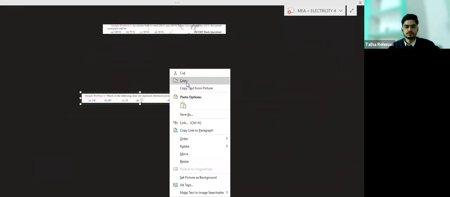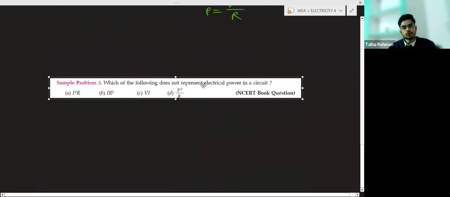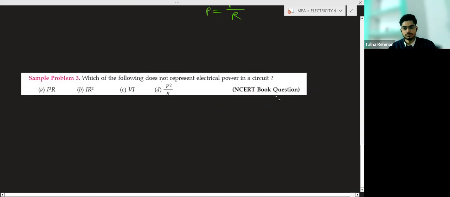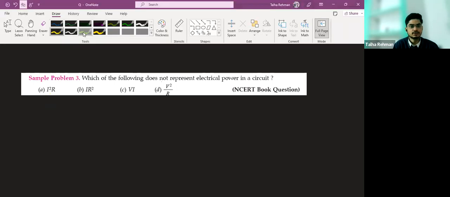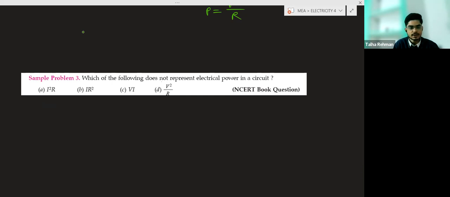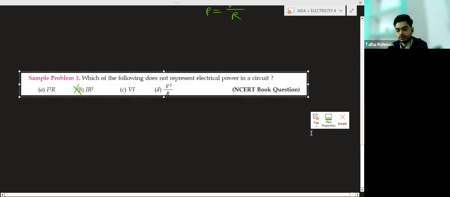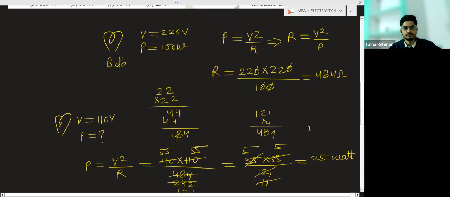Now next question, very easy. Now you have to solve this question. Which of the following does not represent the electrical power in the circuit? I square R is correct, VI is correct, V square by R is correct, and this option is incorrect. So no need to write this question. This is a very easy question.